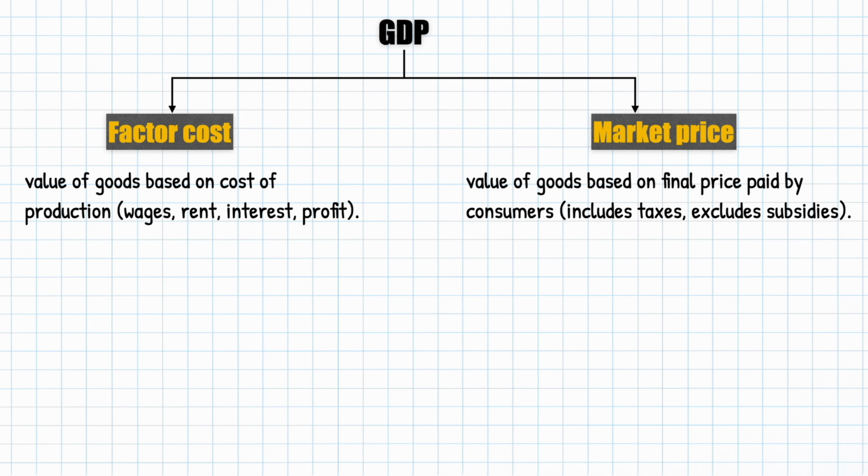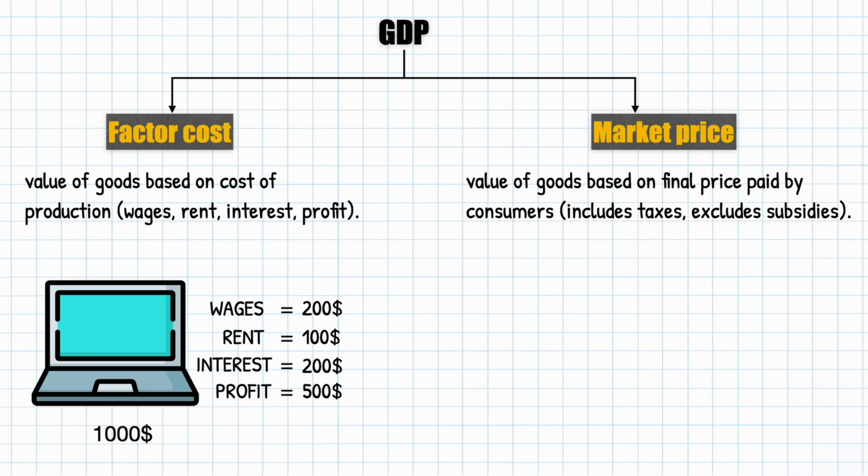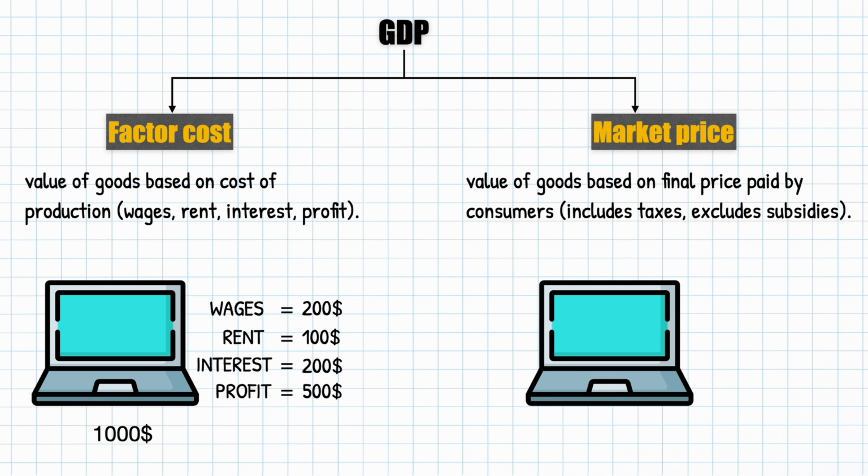For example, under factor cost, one laptop costs $1,000, where wages are $200, rent is $100, interest is $200, and profit is $500. For the same laptop at market price, it costs $1,100 because taxes are $150 and subsidies are $50.